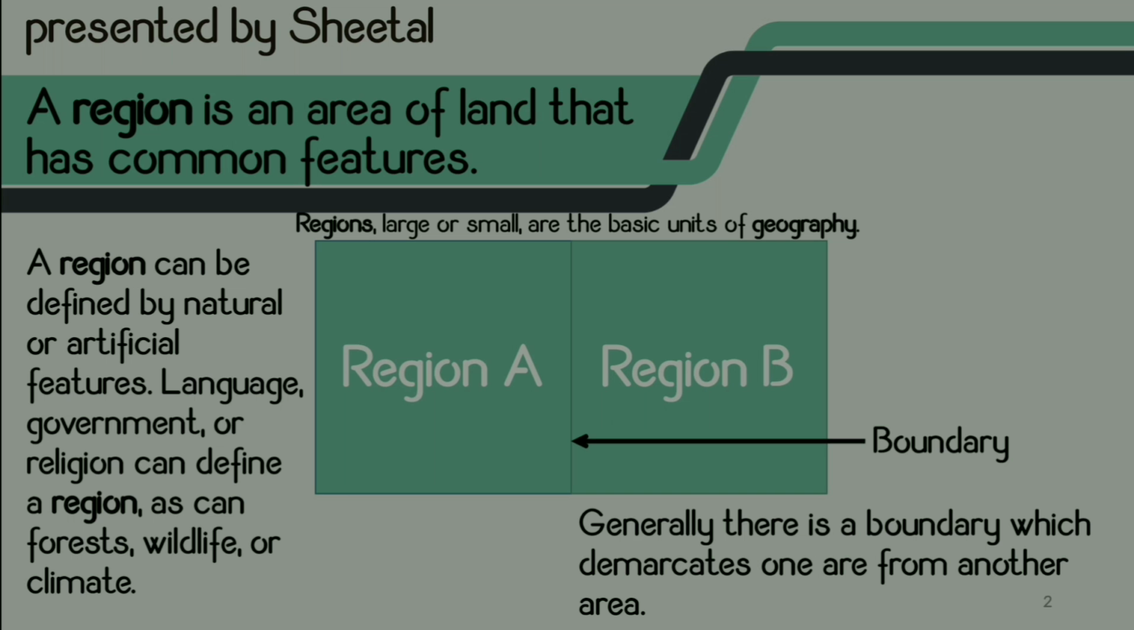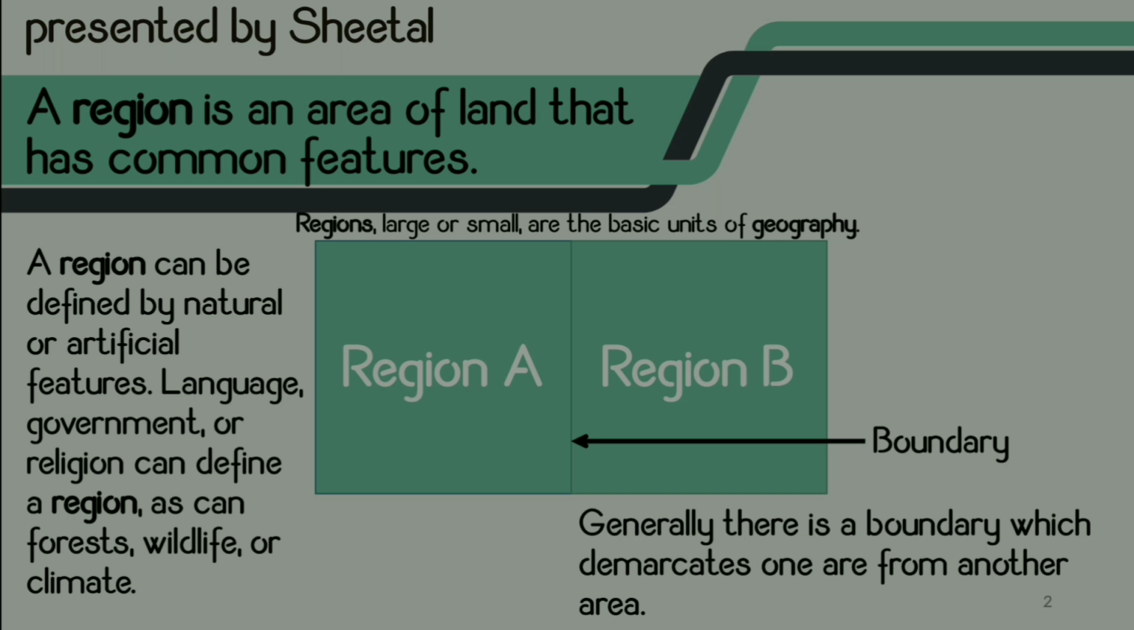Now, what is a region? A region is an area. A region is an area of land that has common features. It means in that particular area, the soil is the same and the climate is the same, so such common features are seen in that region. Regions can be large or small, and they are the basic units of geography. With the help of region, you can understand and distinguish that this is one region and that is another region. So it is necessary to understand where we are.